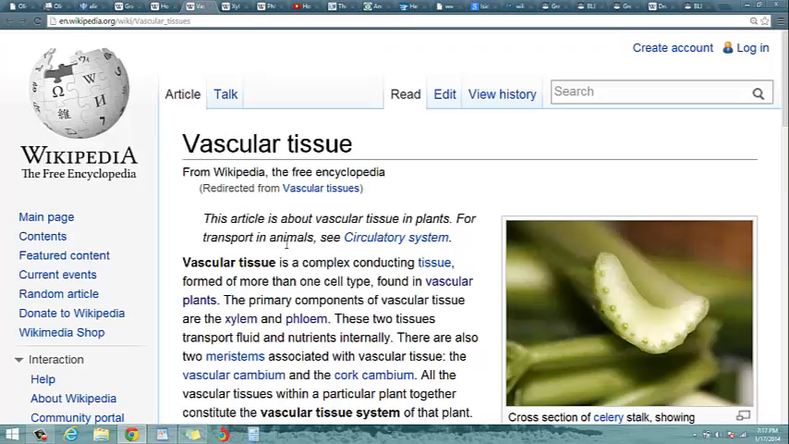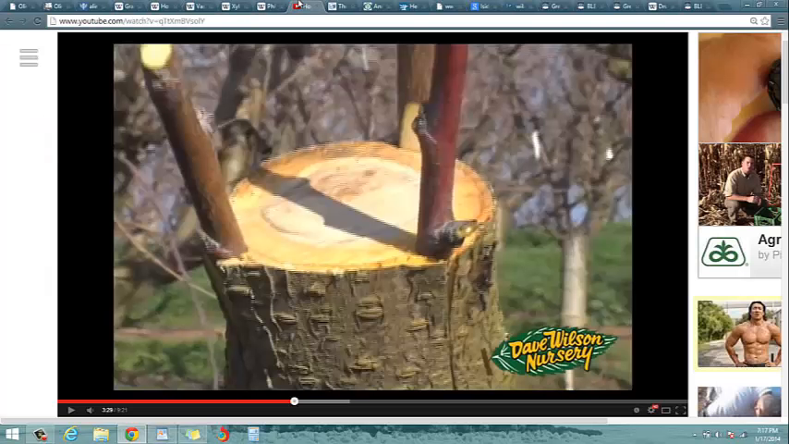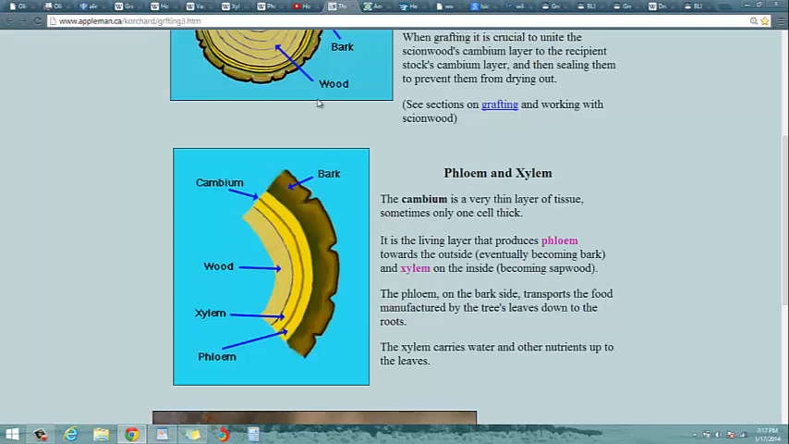We read about it here in vascular tissues. See, vascular tissue is the complex conducting tissue formed of more than one cell type found in vascular plants. The primary components of vascular tissue are the xylem and phloem. So therefore, if the primary components of the vascular tissue are xylem and phloem, and he inserted them right here, which is the cambium layer of the tree, that means that this layer of the tree is where the vascular tissue is located. That's why I said the cambium is a living layer that produces phloem and xylem.